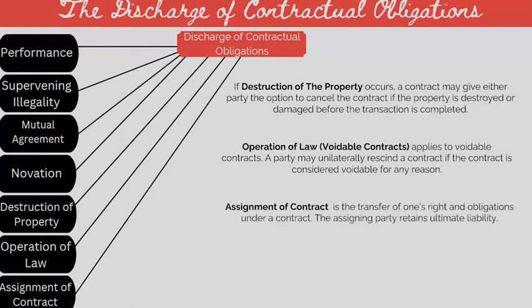Assignment of contract is the transfer of one's rights and obligations under a contract. The assigning party retains ultimate liability.